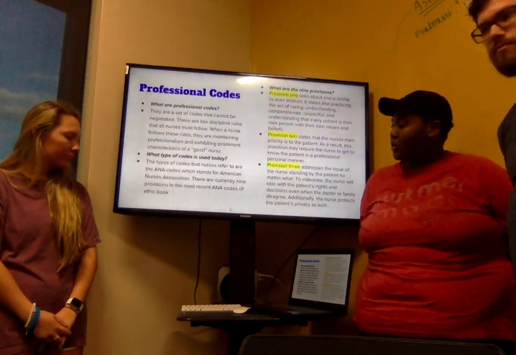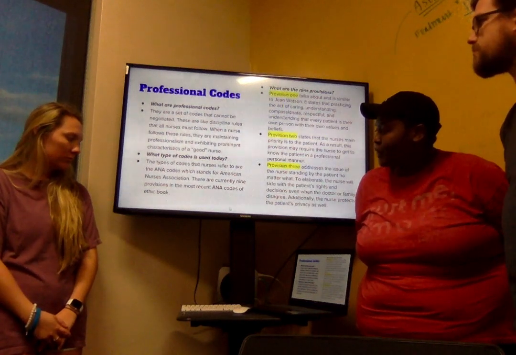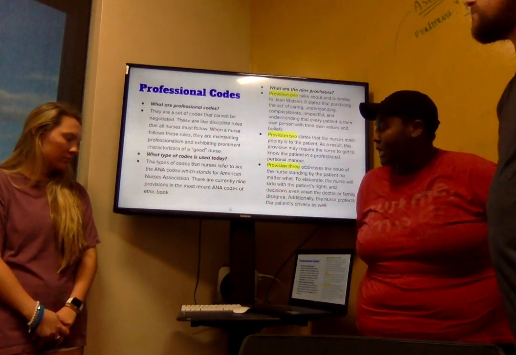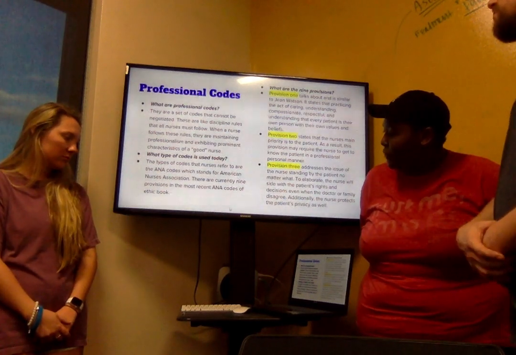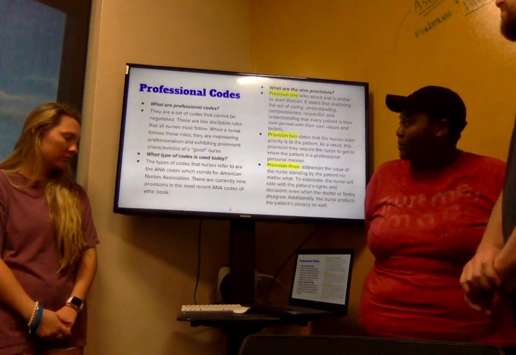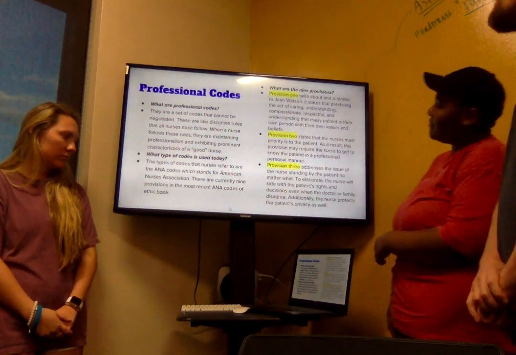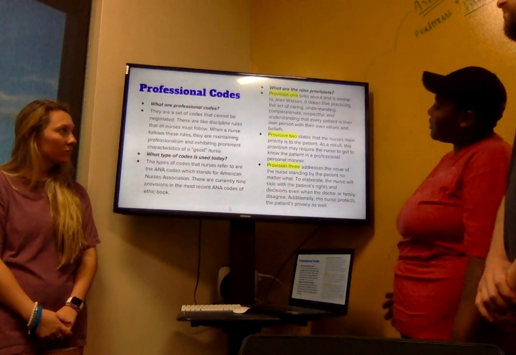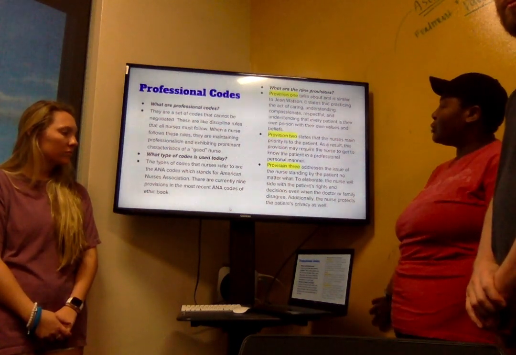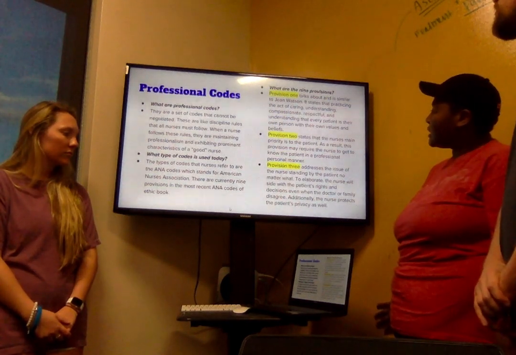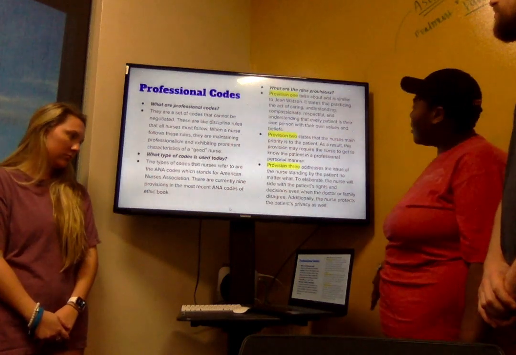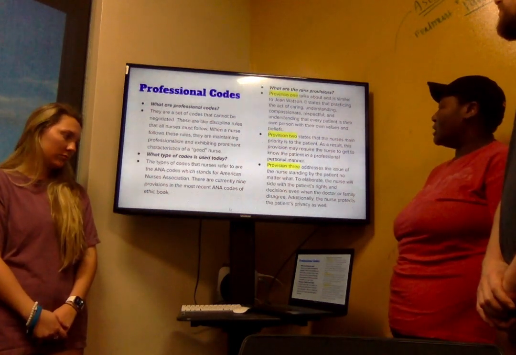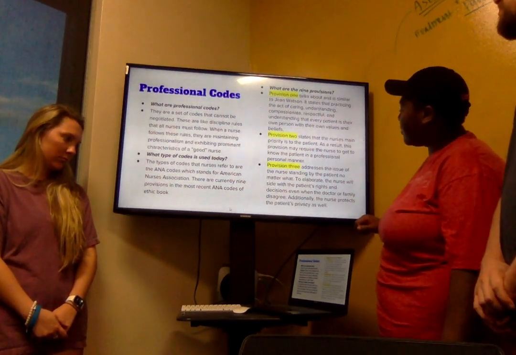What type of codes is used today? The type of codes that nurses refer to are the ANA codes, which stands for American Nurses Association. There are currently 9 provisions in the most recent ANA Code of Ethics book. What are the 9 provisions? Provision 1 talks about, and is similar to Jean Watson, it states that practicing the act of caring, understanding, compassion, and being respectful, and understanding that every person is their own with their own values and beliefs.